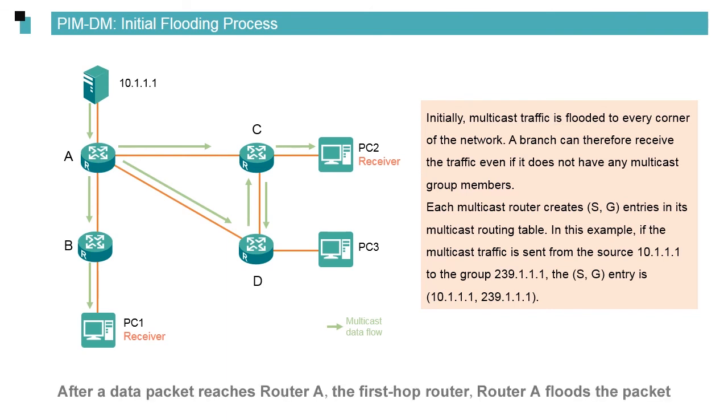After a data packet reaches router A, the first hop router, router A floods the packet from all interfaces except the interface that received the packet. The routers B, C, and D receive the packet and flood it in the same way. In this way, the multicast packet is spread to the entire network.